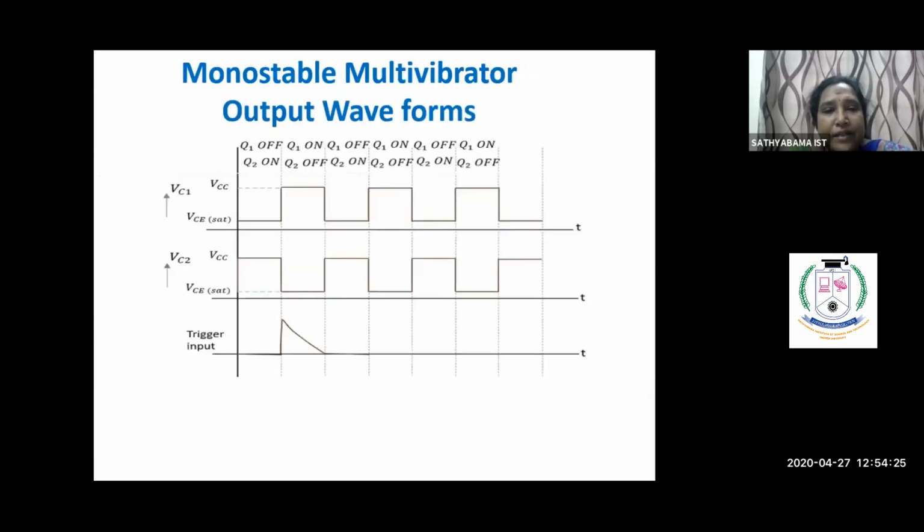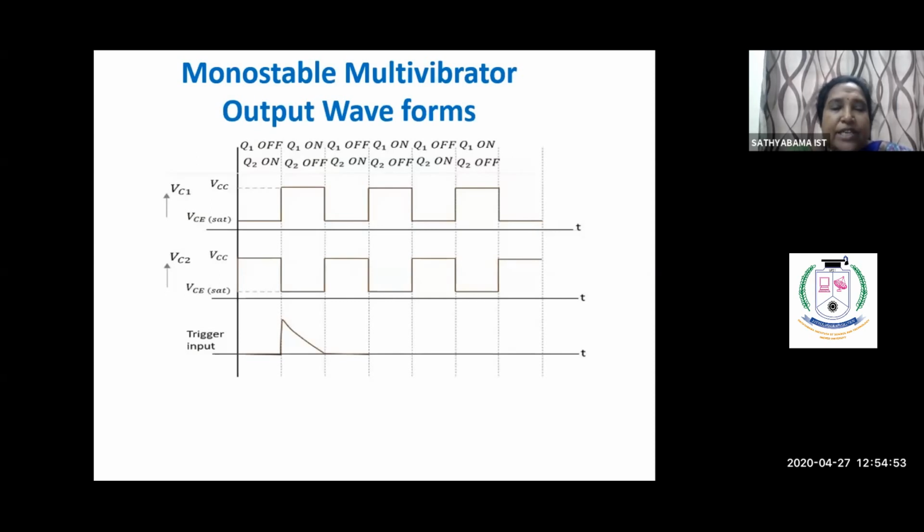Just look at the output waveform. In the output waveform, the first signal is the VC1 output and the second signal is the VC2 output. The small voltage VCE saturation is also mentioned in this waveform, and the third one is the trigger input. First, look at the first pulse. In the first pulse, Q1 is off and Q2 is on.